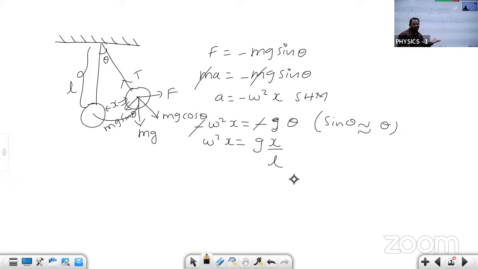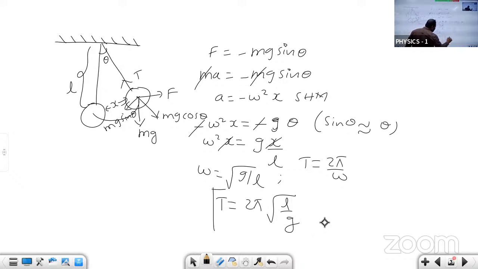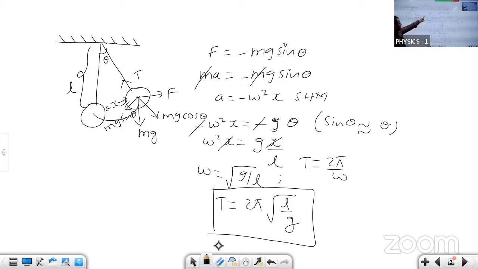MPC students, I think this is no problem for you. Sin theta means opposite side by hypotenuse. That is what we are using. Theta equals x by L. On the left side, omega square x. X cancels. Omega square equals g by L, so omega is the square root of g by L. Then what is the time period formula? 2 pi by omega. Substituting and taking the reciprocal, we get the square root of L by g. So students, this is the way to derive the time period equation in a simple way.